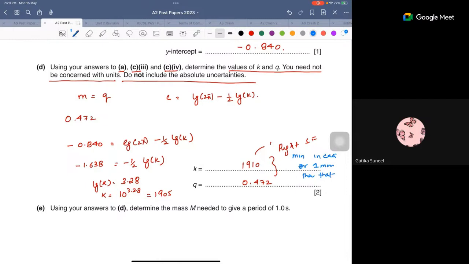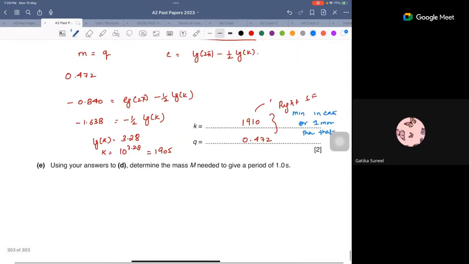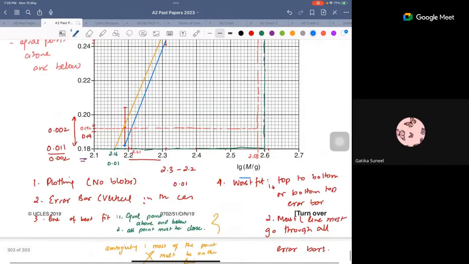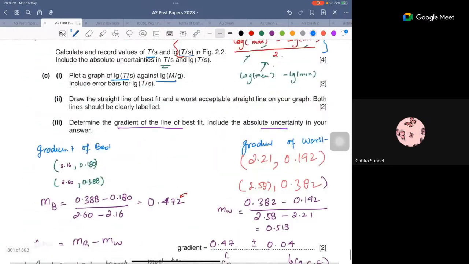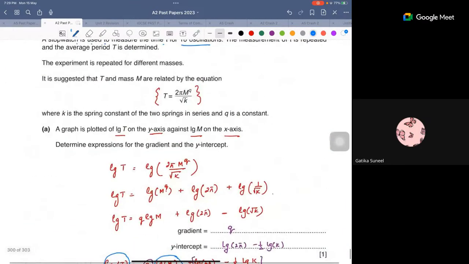Then it says use your answer in D to determine the mass needed to give a period of 1 second. So we want to find the mass. What is the mass? I don't know. Let's see where we can find the mass. Let's see the equation.